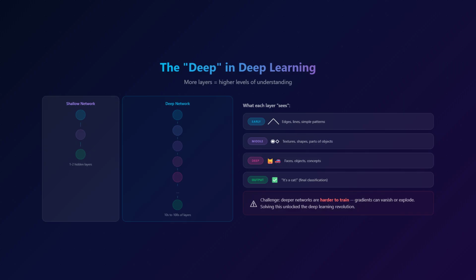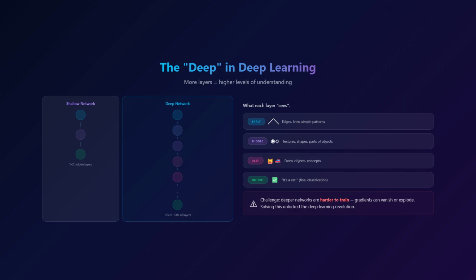In an image recognition network, the first layer might detect edges, lines, and corners. The next layers combine those into textures and shapes. The deeper layers recognize parts like eyes, noses, and wheels. And the final layers put it all together to say, that's a face, that's a car. More layers means the network can understand more complex relationships.